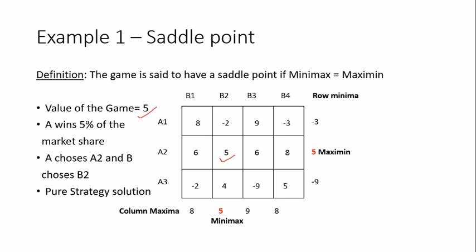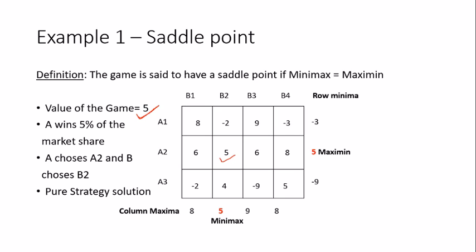Who wins? This depends on the sign of the value. If the value turns out to be positive, that means A wins the game. If the value turns out to be negative, A loses, because the value is the payoff of player A. If it is positive, player A is gaining something, so A is winning. But if it is negative, then player A is losing and player B is winning. So here the value of the game is positive, so A is winning.